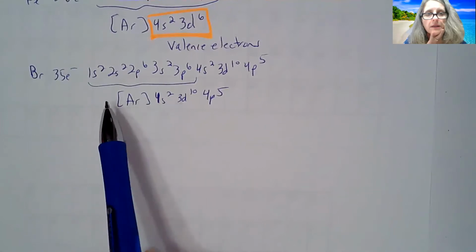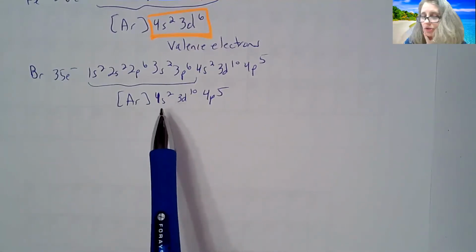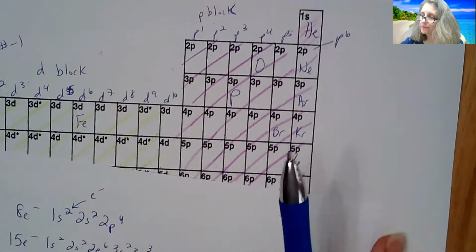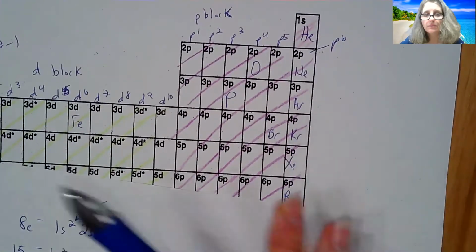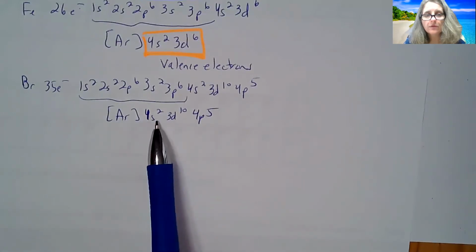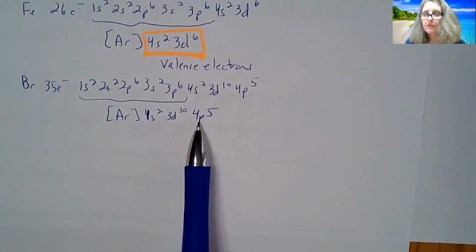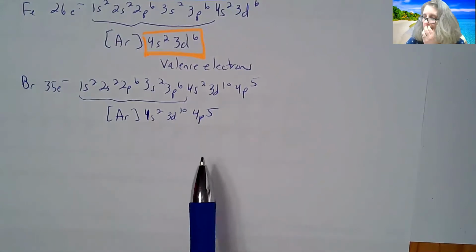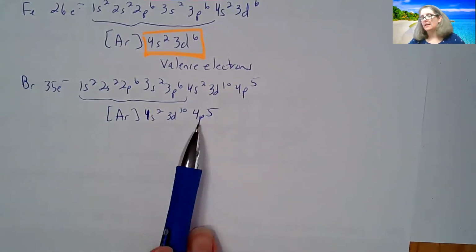So again, the argon is going to be the noble gas that you use. You always go to the row above and look at what the noble gas happens to be. That's going to be argon. Then it goes 4s2, 3d10, 4p5, because that is the label on the column there.